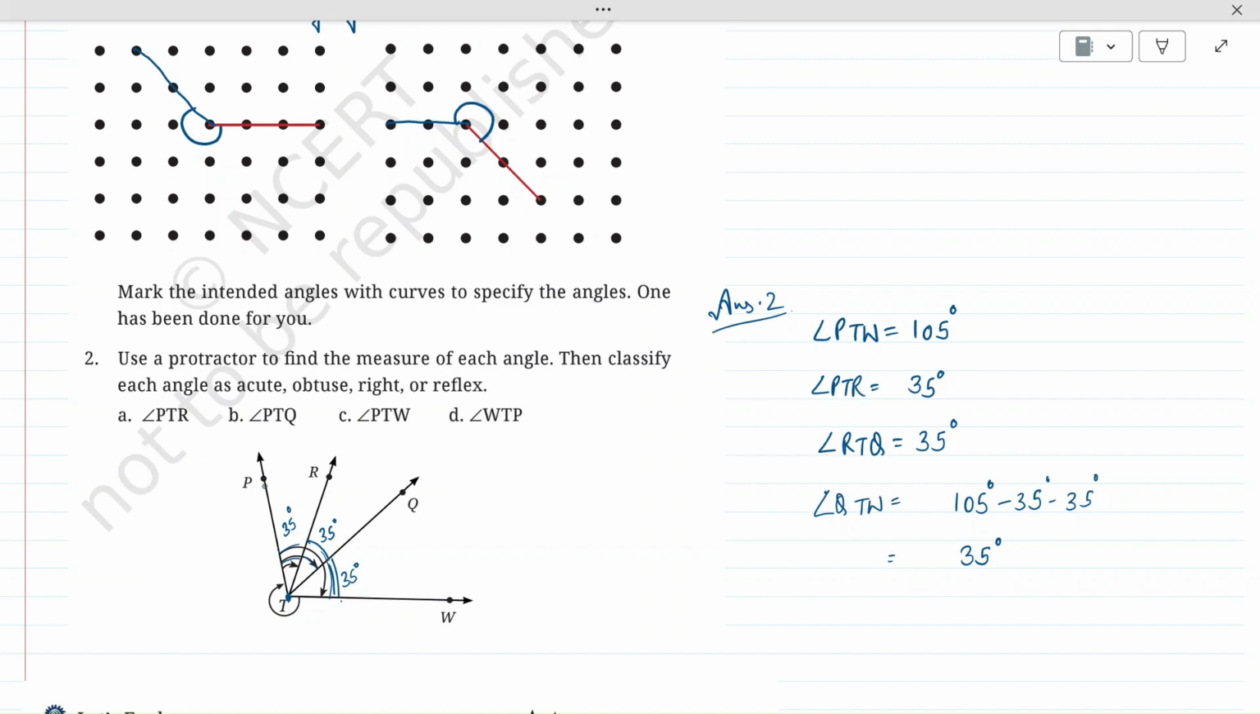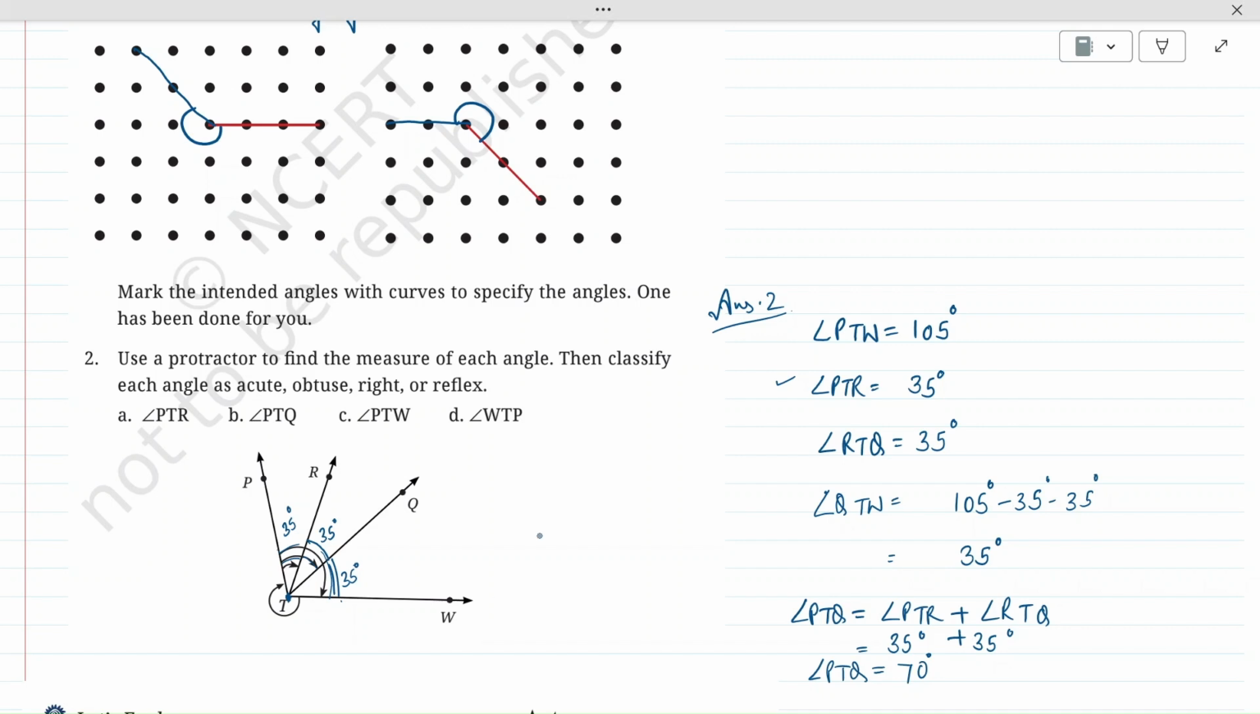Now let us see what all angles we have to find from the figure. PTR, we have done PTR. PTQ, P T Q. So kids, if you see, angle PTQ is nothing but the sum of these two angles, that is angle PTR plus angle RTQ. PTR was 35 and RTQ was also 35. So angle PTQ becomes 70 degrees. Okay, this angle is 70 degrees.